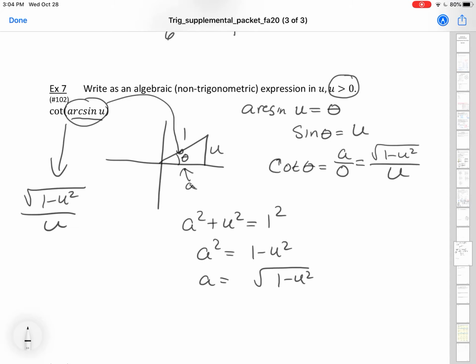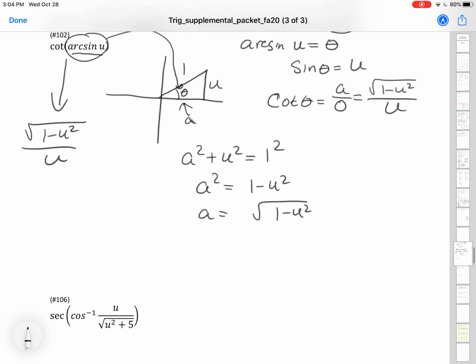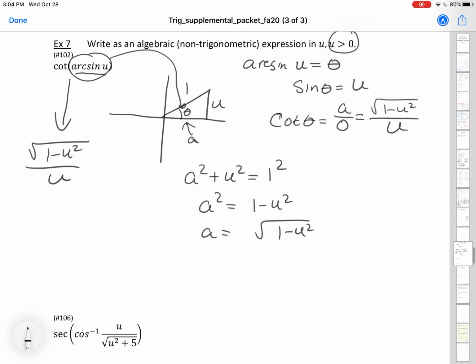So it's really important that we realize that what we're finding when we take an arcsine or something like that, we're trying to find the angle whose sine is u. And so we never have to know that angle for this problem. We just know that it's in the first quadrant.